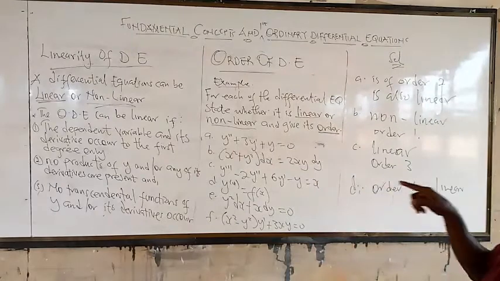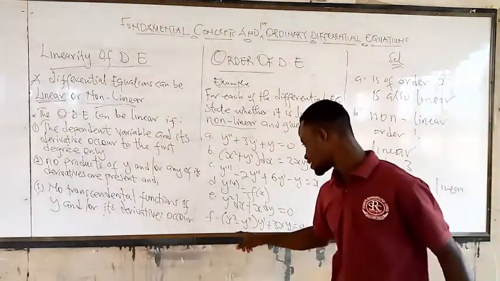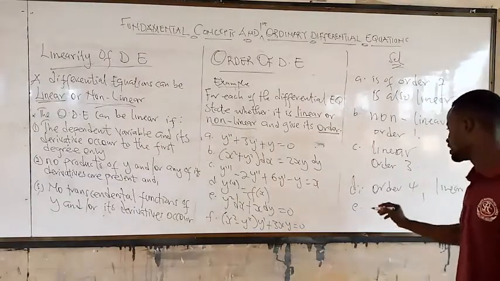E. There is a product of y. Since there is a product of y, this fails to be linear. So this is what?